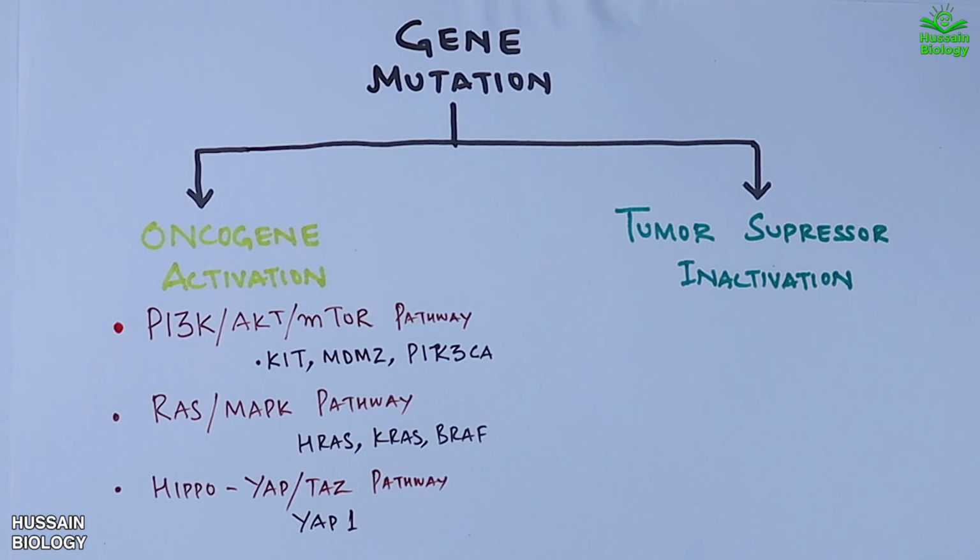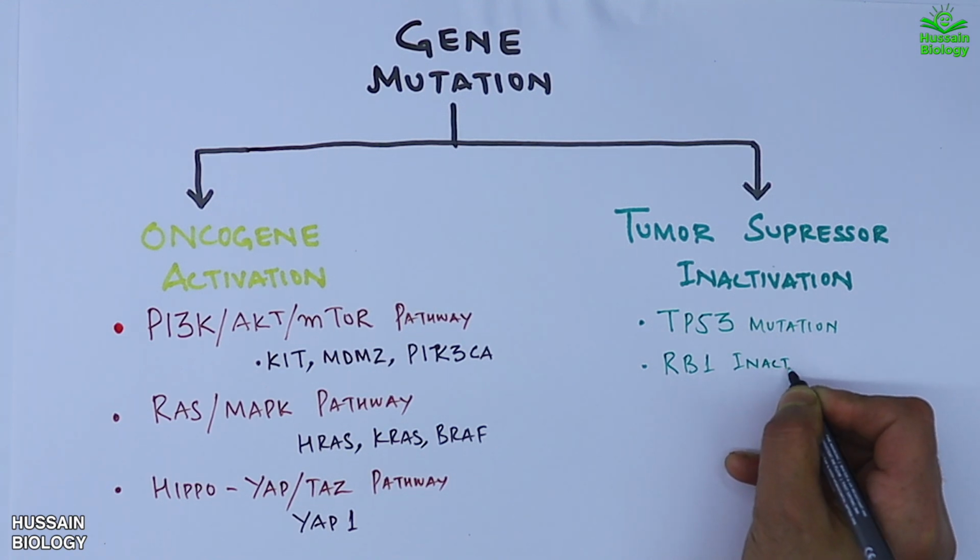On the other hand, we have the tumor suppressor inactivation. We know tumor suppressor genes normally inhibit cell division and repair DNA damage. Their inactivation removes these protective barriers, allowing cancer to develop. First is the TP53 mutation. TP53, also known as guardian of the genome, prevents damaged cells from dividing. Mutation in this gene leads to unchecked cell growth and increased genetic instability.